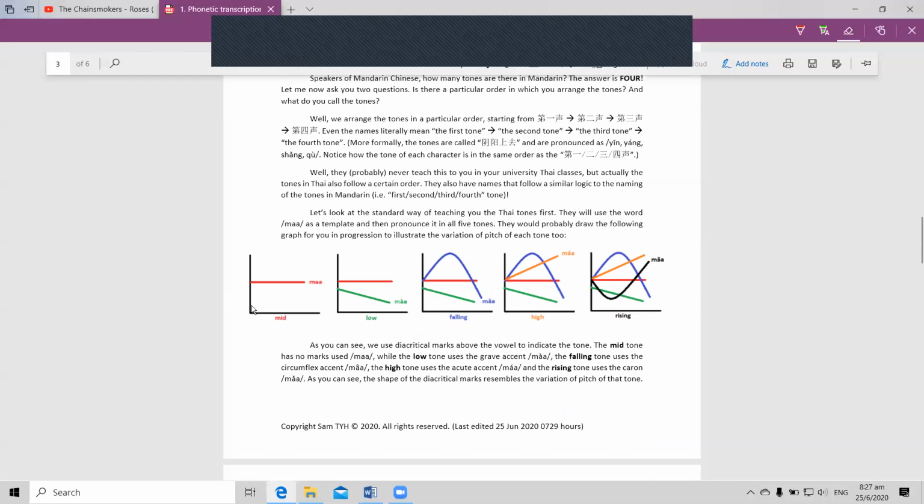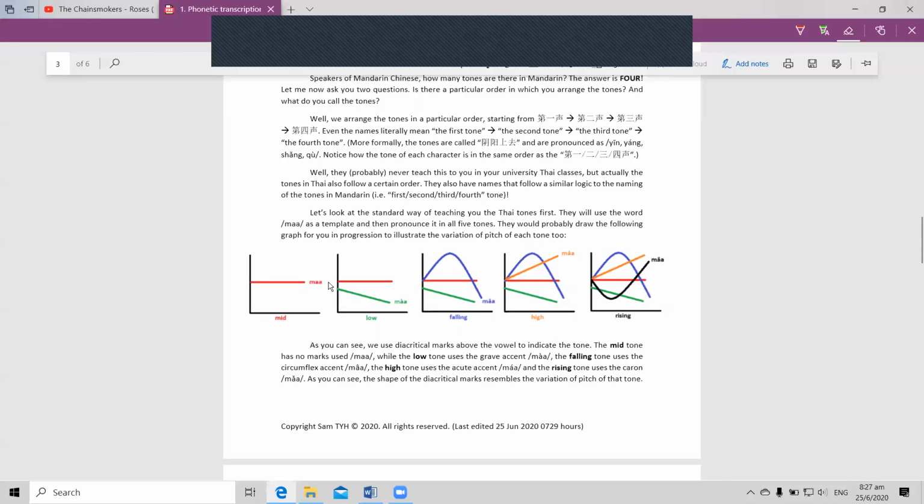So the first thing they'll draw always is the first tone, the mid tone. So this is pronounced as ma, ma. All right, you see the mid tone, there's nothing above the vowel, right? But for the other tones, like the low, falling, high, rising, there's a little mark above the first vowel, correct? These marks are called diacritical marks. So to represent these 4 tones, we need to use diacritical marks. But for the mid tone, we don't put any marks. Okay? So we have ma, the mid tone.